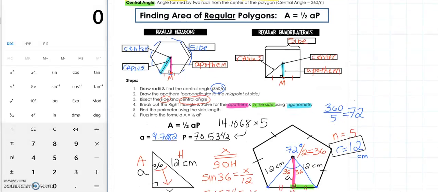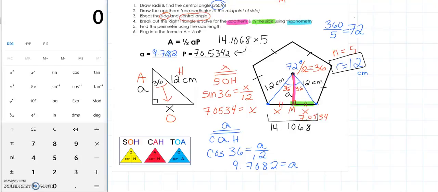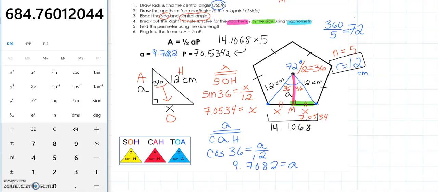Okay, so this video is going to pick up from where we left off. Just to make sure we all got the correct area, and I cut off right at the end there. Our area is going to be found by doing the apothem times the perimeter divided by 2. So we have 9.7082 times your perimeter of 70.5342. You get that 684, but then we have to divide by 2.